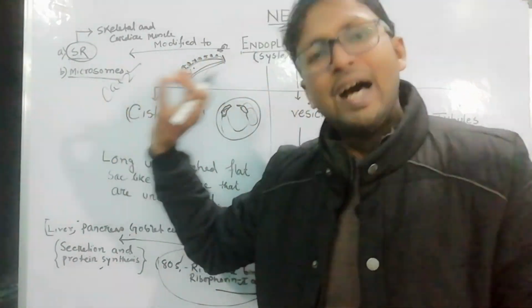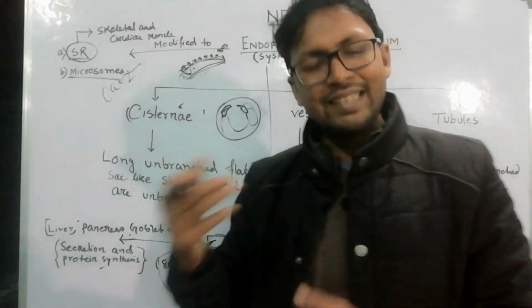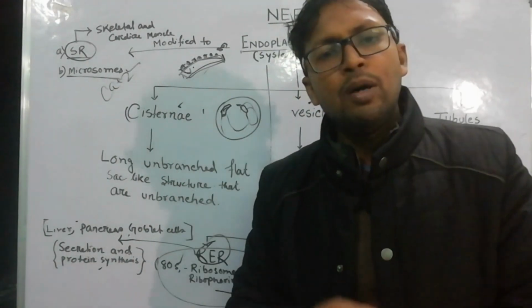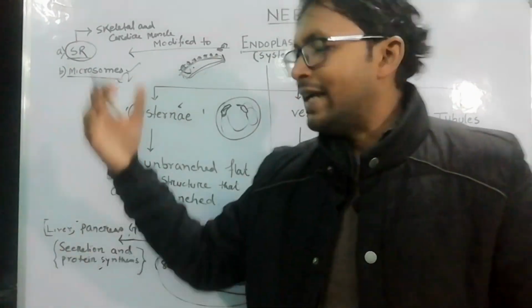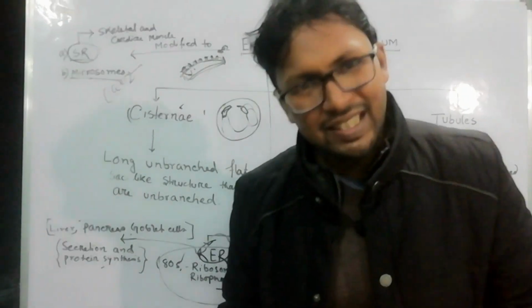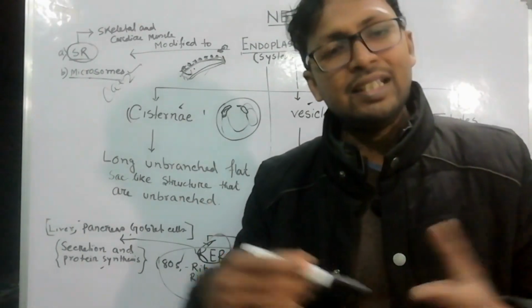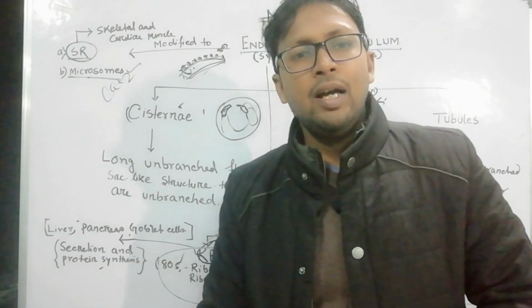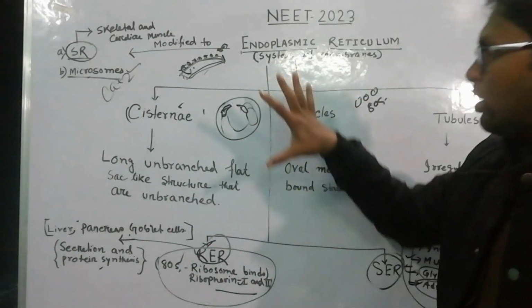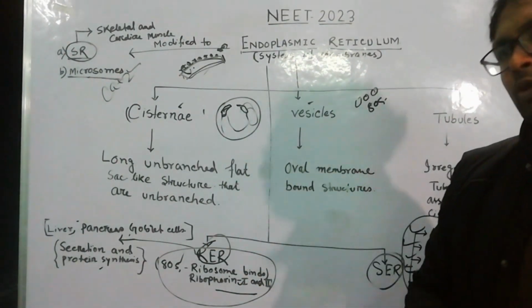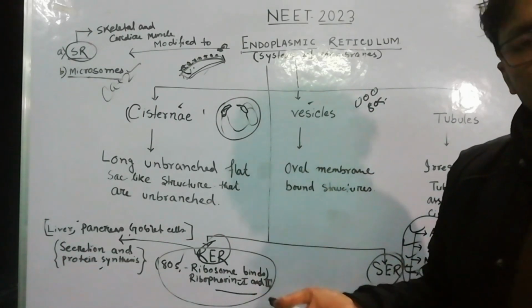So microsomes are most important for what purpose? It is important for artificial protein synthesis. In the laboratory, scientists use microsomes to carry out artificial protein synthesis, to see the protein synthesis mechanism. So this is the overall endoplasmic reticulum. We are now going to discuss the major functions of the endoplasmic reticulum.